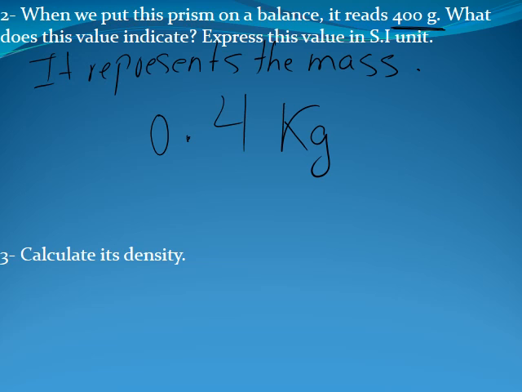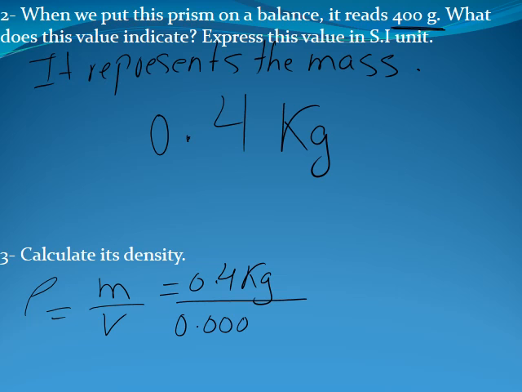Density. First of all, you have to put the rule. Density is equal to mass over volume. Equals 0.4 kilograms over 0.00024 meter cube. How many zeros? 3 zeros before 24. So it is equal to 1666.667. Don't forget the unit.